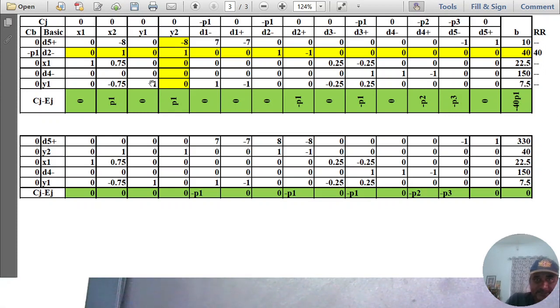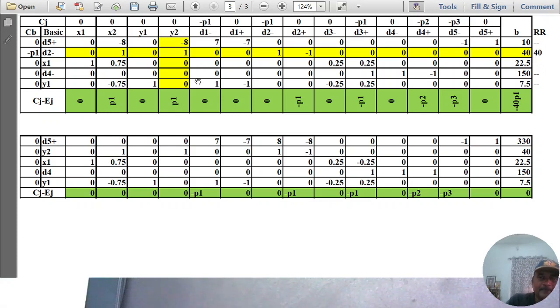Now you will be taking the replacement ratio, and that comes equal to 40. 40 divided by the key column. I have taken the y2 variable as the entering variable. I could have taken this as the entering variable, but I saw that I would have to do many calculations, and here only one row is to be transformed. So I prefer taking this. But you, or the computer, can take this as the entering variable.